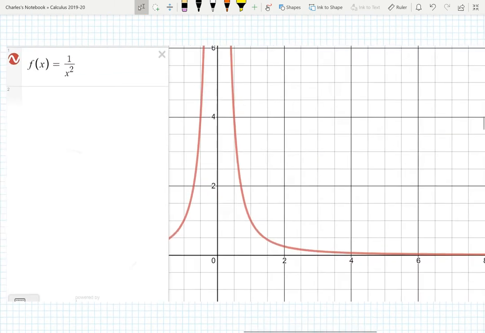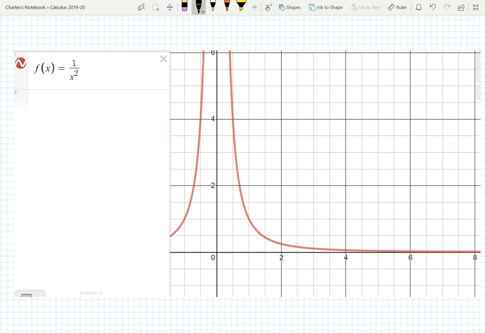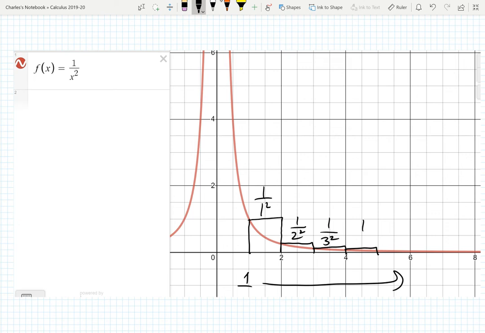And if you think of, if I had this f of x is equal to 1 over x squared, and I was trying to, let's say, approximate the value from 1 all the way to infinity. Well, how might I do it? Well, I might do like a Riemann sum, right? And what would this be? This would be 1 over 1 squared. This would be 1 over 2 squared. This would be 1 over 3 squared. This would be 1 over 4 squared, okay?